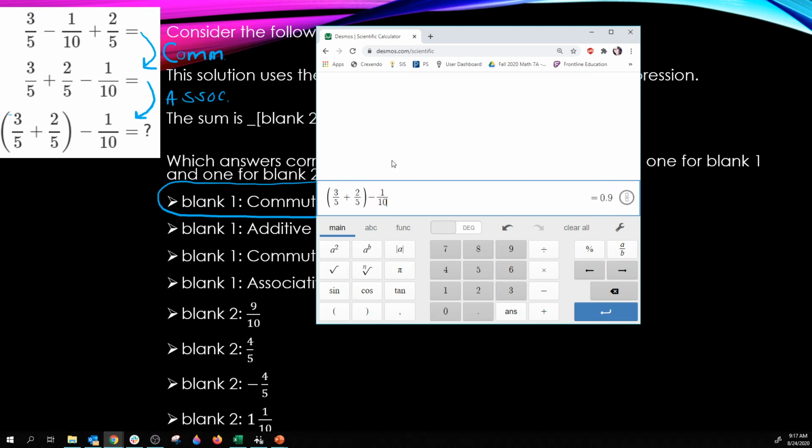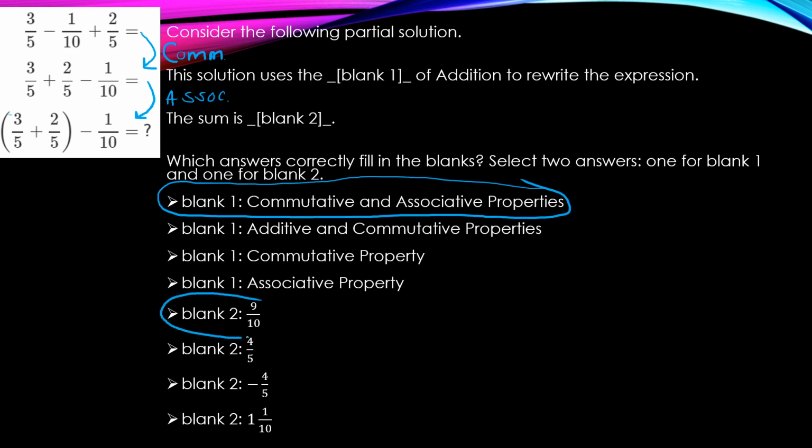When you are typing in equations like this, it is so important that you remember to type in what you see here to make it look exactly like it does on our problem. Okay? It's going to give you a decimal, but remember you can change that to a fraction by hitting that button, and that will give us a 9 over 10.